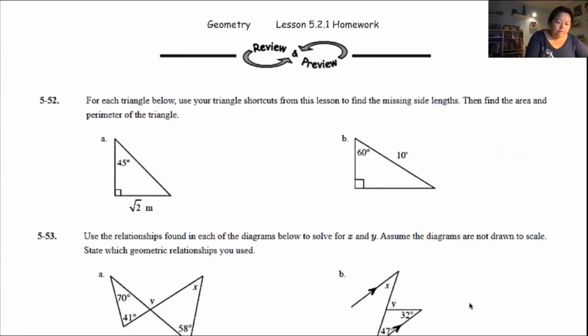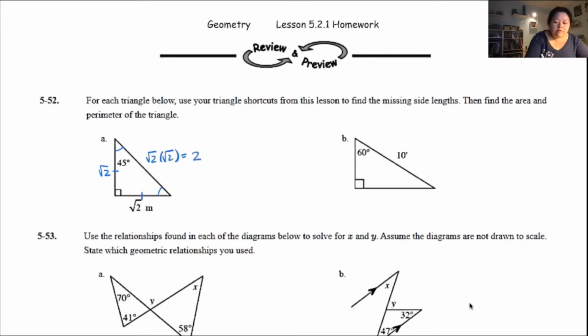So this is a 45, 45, 90 triangle. So it makes sense that this is going to be the same as that other side. So then this is going to be root 2 as well. And don't forget, the ratio is that the hypotenuse is whatever the short side is multiplied by root 2. So the hypotenuse is going to be root 2 times root 2, which is going to be 2.